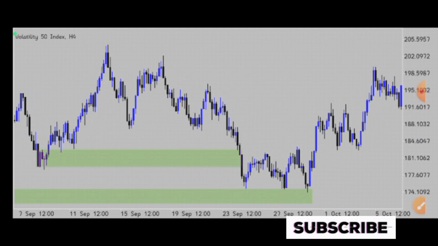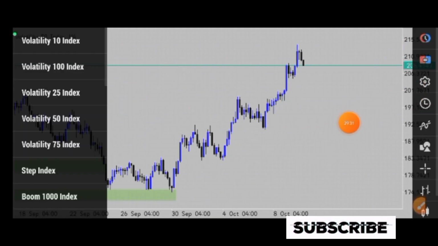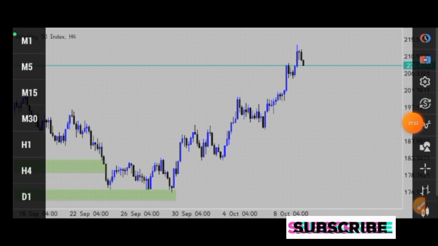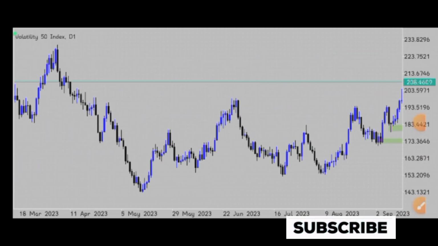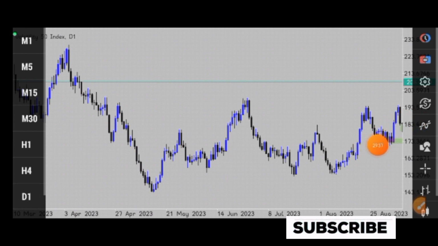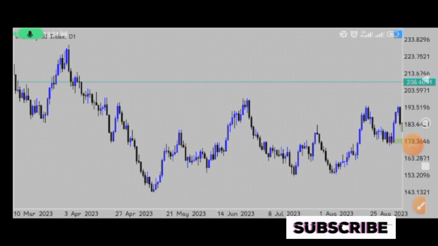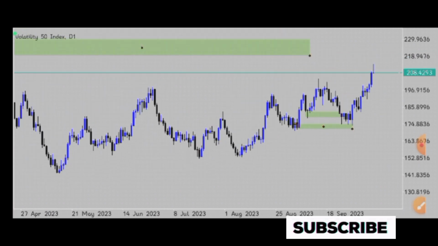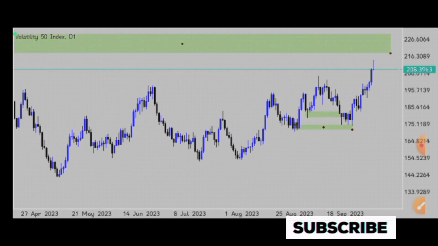So guys, sorry, I won't be taking this trade. Yeah, I want to be taking this trade. So that is how we are able to mark out the right support and resistance level for your trade. So that is how you mark out the right support and resistance level, guys.